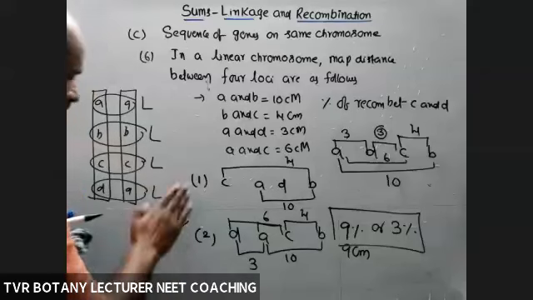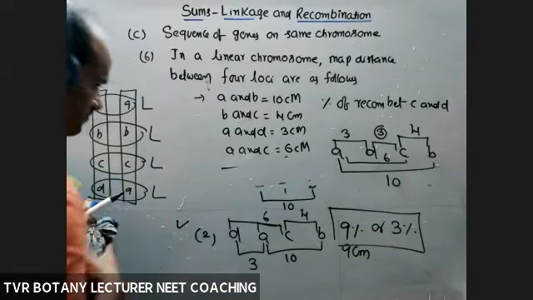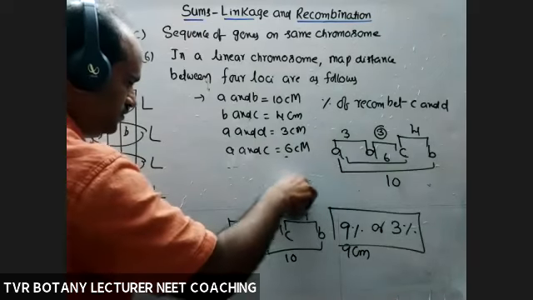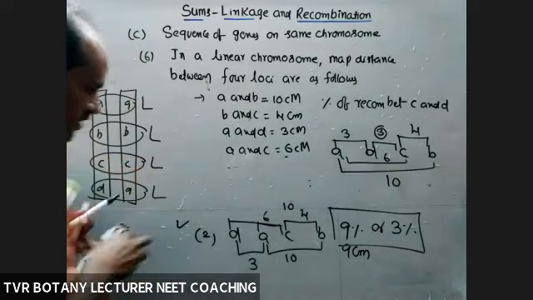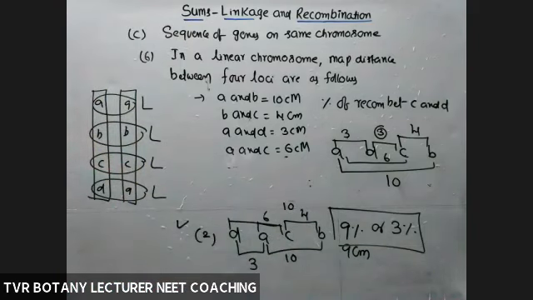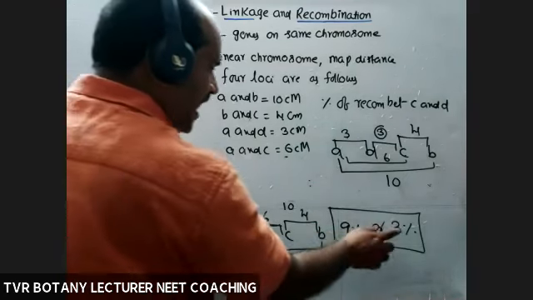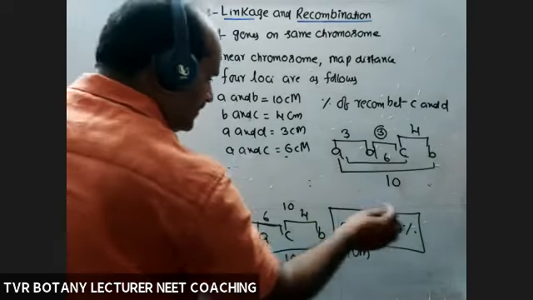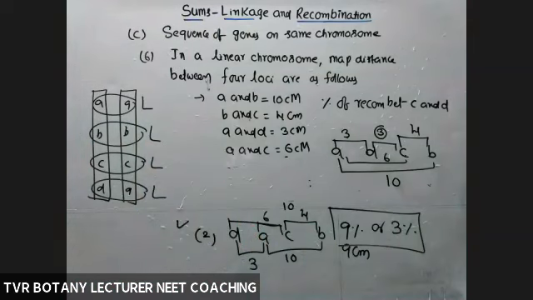Okay, so avoid this one. This one is wrong. So the correct ones are this one and this one. Two probabilities are there. Either 9% or 3%. Our distance is 9 centimorgan or 3 centimorgan. Either 9% or 3%. Okay. It's a little bit time consuming one.